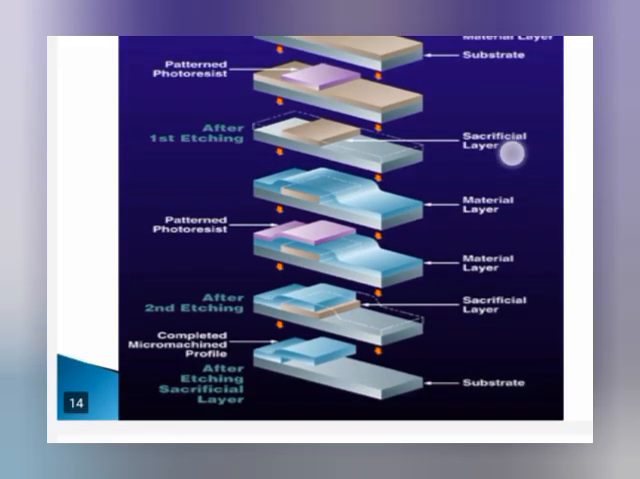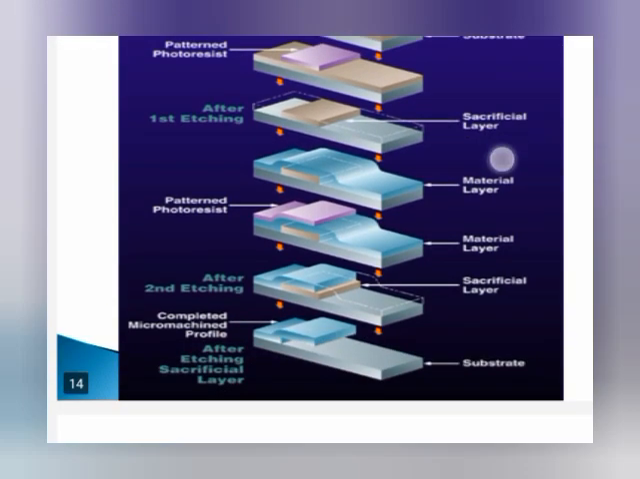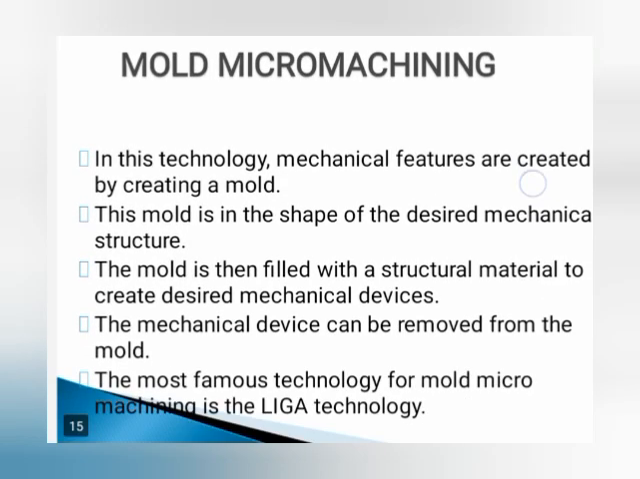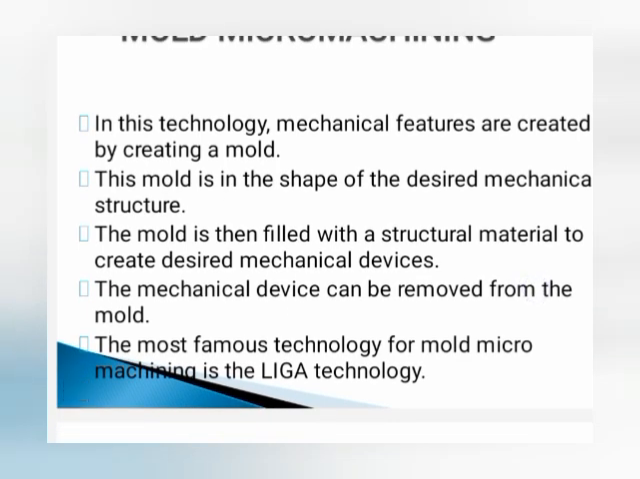So this is the idea behind the etching process, and mold micro machining. In this technology, mechanical features are created by creating the mold. This mold is in the shape of the desired mechanical structure. The mold is then filled with a structural material to create desired mechanical devices. The mechanical device can be removed from the mold. Then the most famous technology for mold micro machining is the LIGA technology.